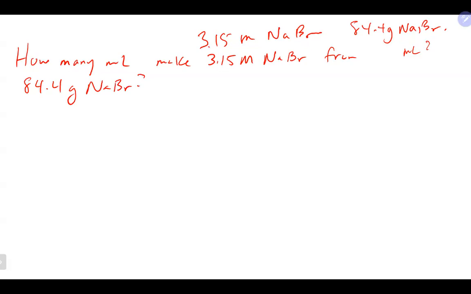So this is obviously dealing with molarity, as we talked about, and molarity is moles per liter. So we want to think about what was given to us. In this problem, they gave us the molarity, which is 3.15 molar. We are also given the grams of sodium bromide, which is 84.4 grams.